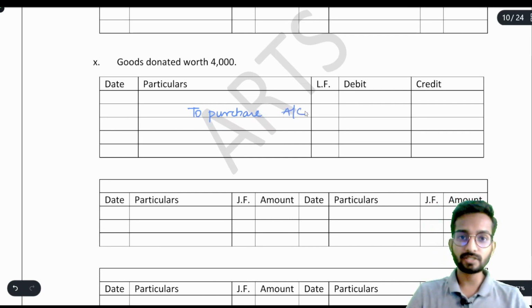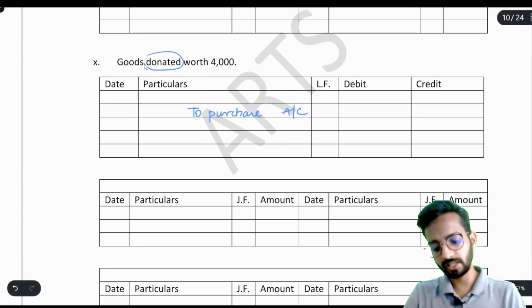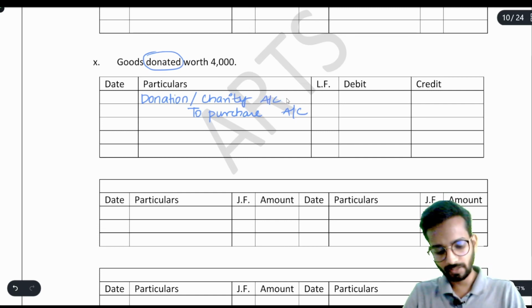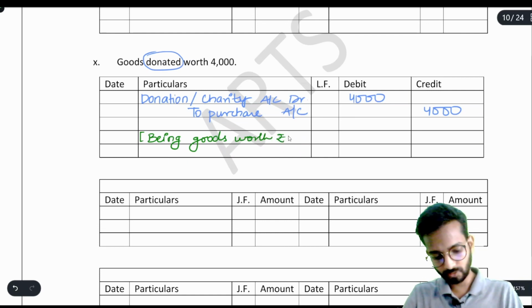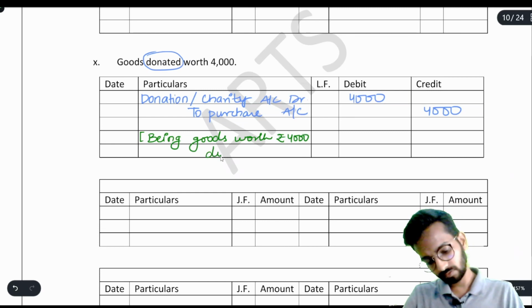But are you giving the goods as samples? If it were samples, you will write samples account debit, or you can write advertising expenses account debit. But here they are saying you are donating the goods. So, you will write here donation, or you can also call it charity account debit 4000 and 4000. You will write the narration as being goods worth rupees 4000 donated.